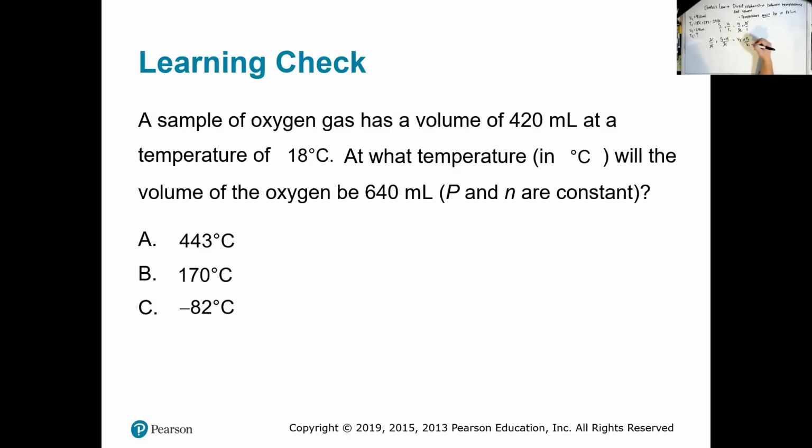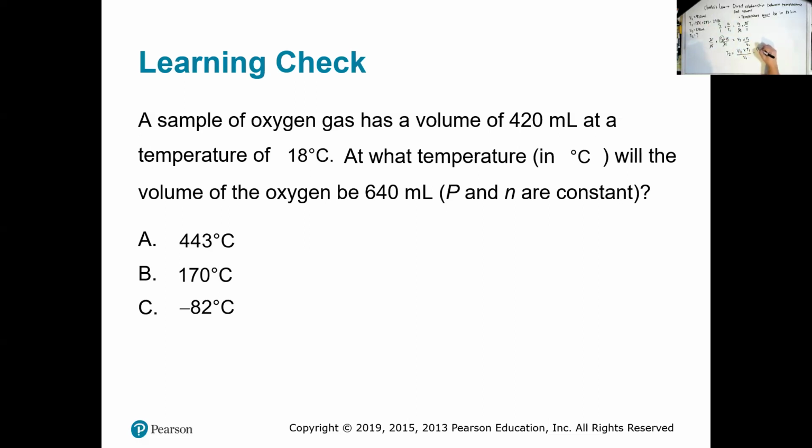Okay? And now what you're left with, once you're done doing all that, is that T2 is all on its own. And it's going to be equal to V2 times T1 divided by V1. And now I can plug in my values that I've listed out here.